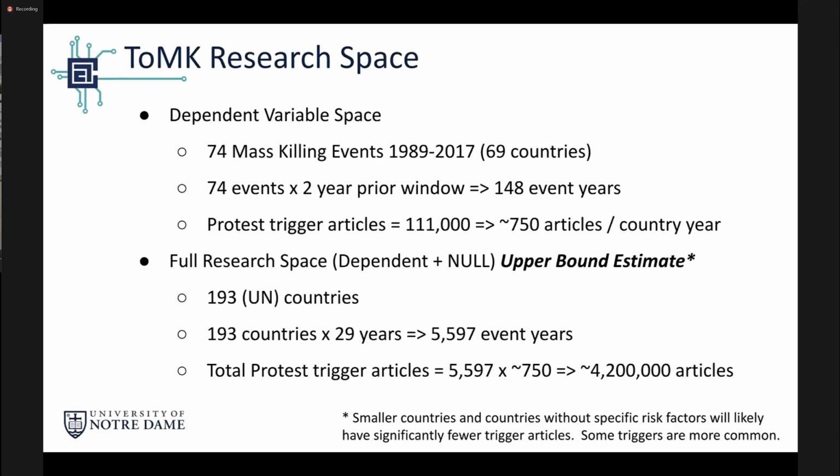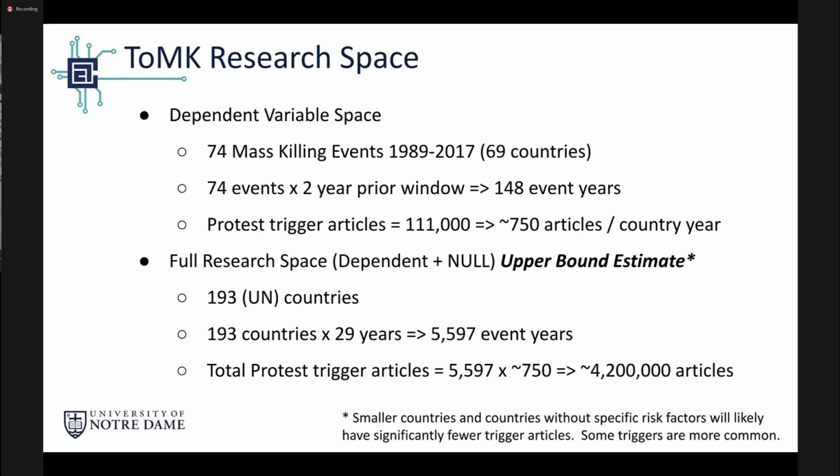For me on the NLP side, for my team, we're asking: what number of articles are we looking at here? How many do you want me to classify? What do we need to understand with the data set? So we've got 74 mass killing events with a 2-year window prior. So event years, I've got about 148.